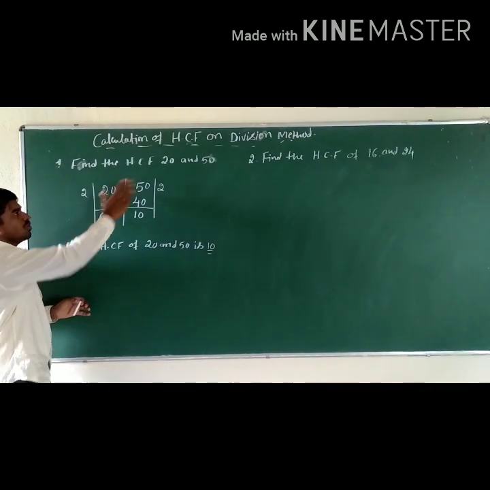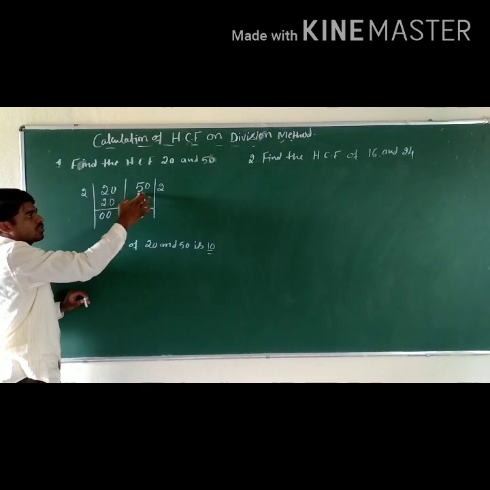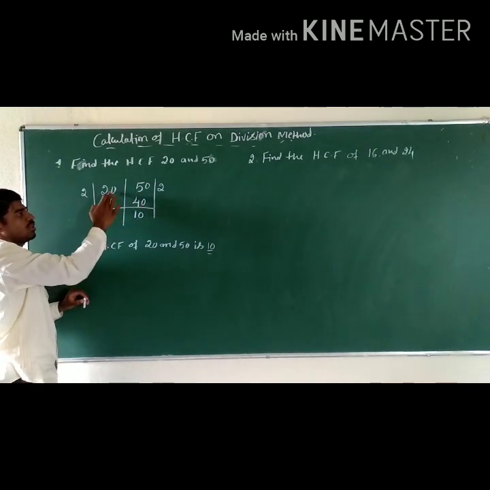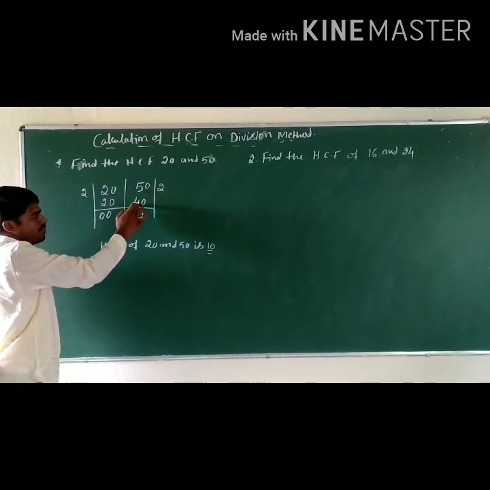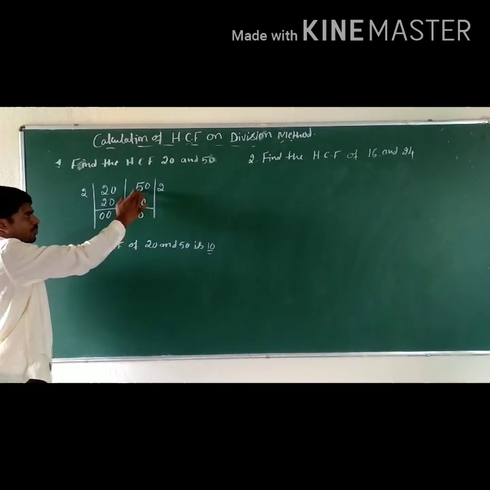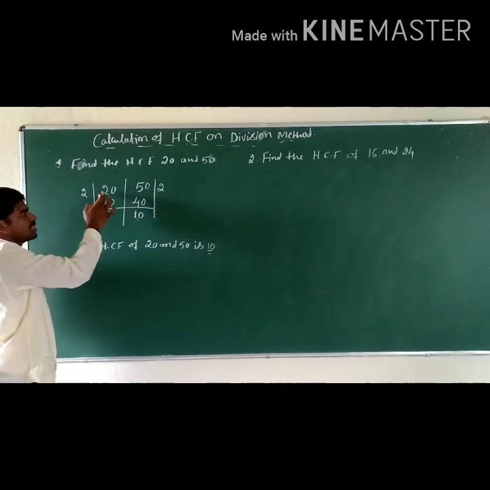So now first, we identify the lowest value as well as the highest value. The lowest value is 20, the highest value is 50. With the help of the lowest value, we are going to divide the highest value. 20 twos are 40. Now 50 minus 40, what we get is 10. Now compare with the balance value, the remaining value.